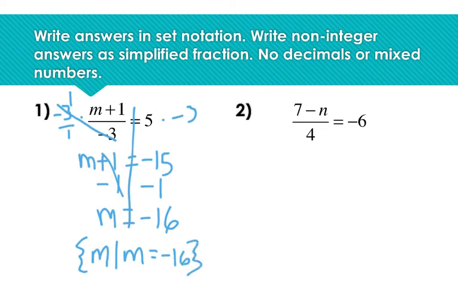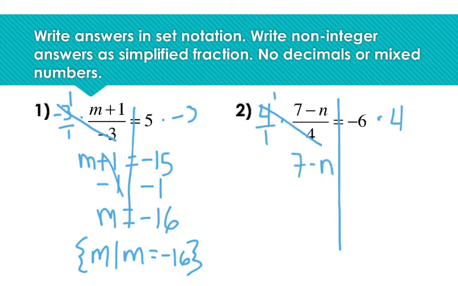Okay, so number 2, we have the equation 7 minus n divided by 4 equals negative 6. So again, we draw our line down. We're going to multiply both sides of our equation by the denominator, which is 4, or we can write it as 4 over 1. And that simplifies on the left. 4 divided by 4 is 1. So 1 times 7 minus n is just 7 minus n. Negative 6 times 4 is negative 24.